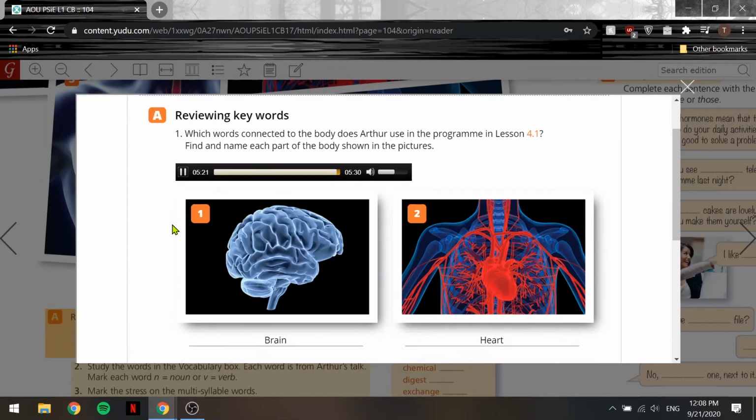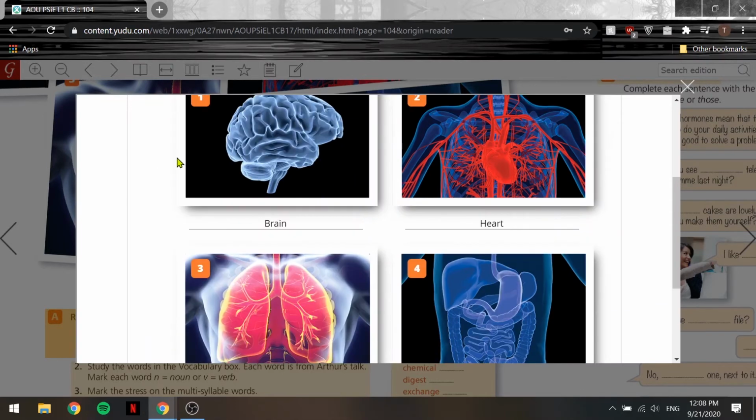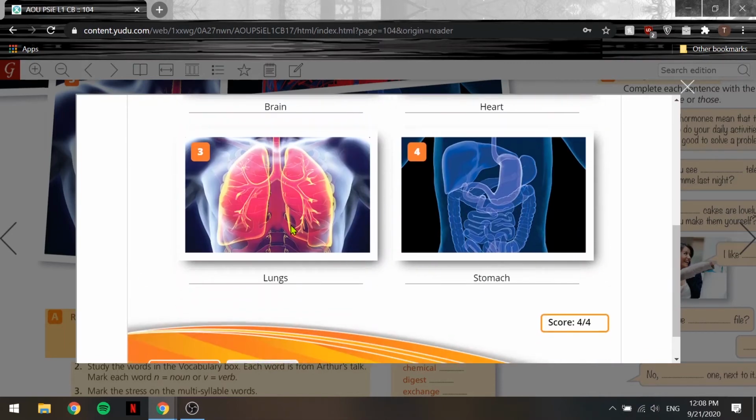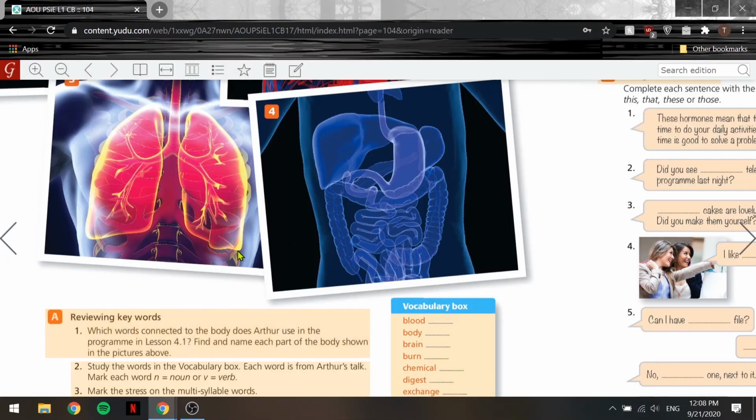So, how can we use the body clock better in our everyday lives? Let's consider. Okay, so 1, brain, 2, heart, 3, lungs, and 4, stomach. Okay? Now, let's move on.